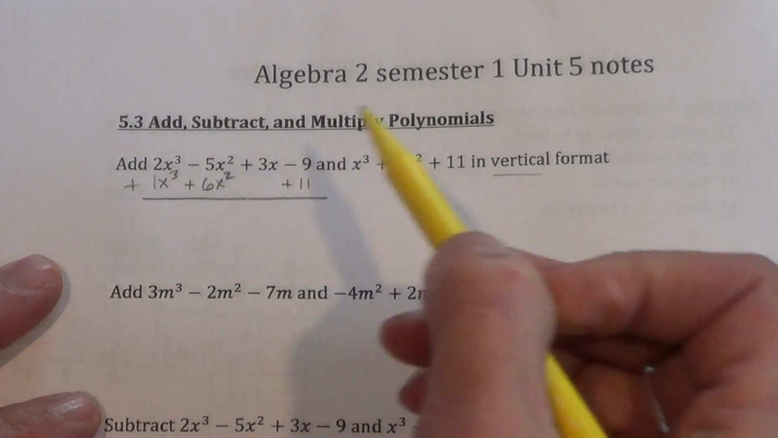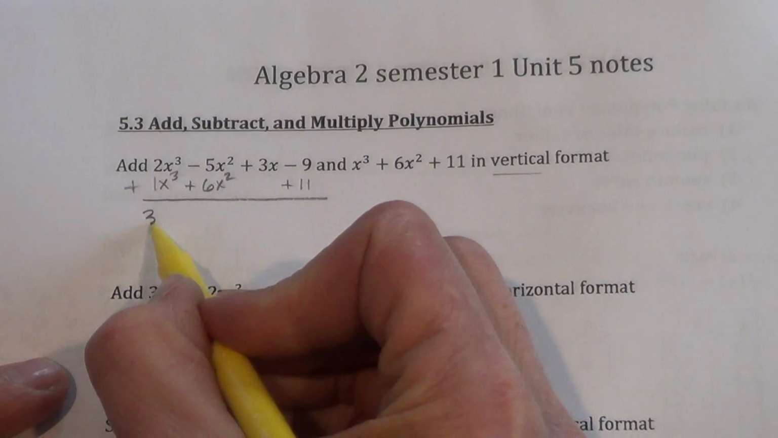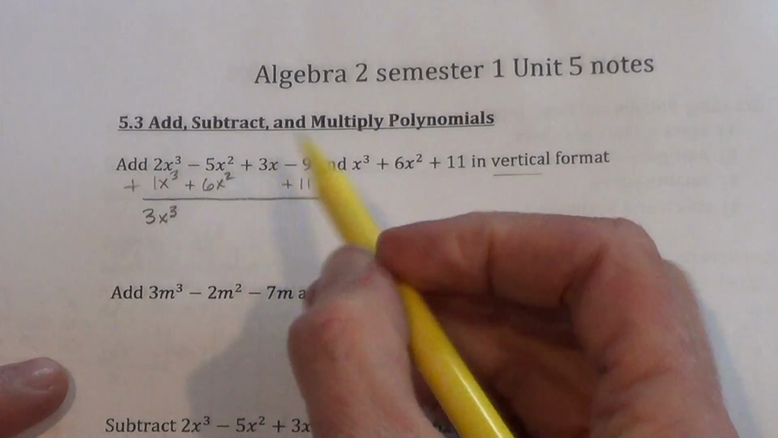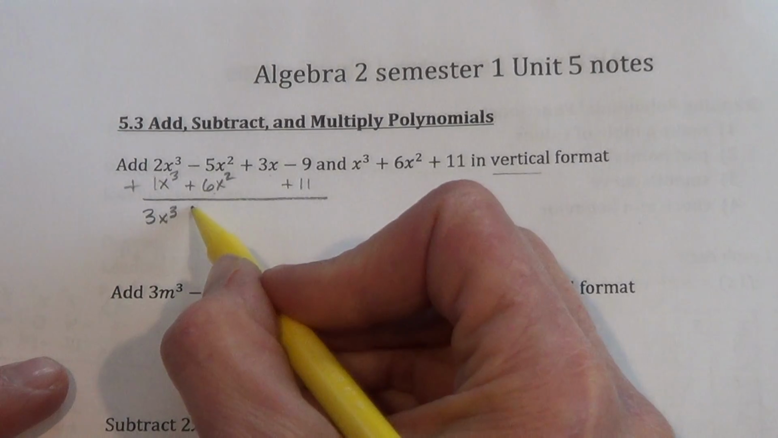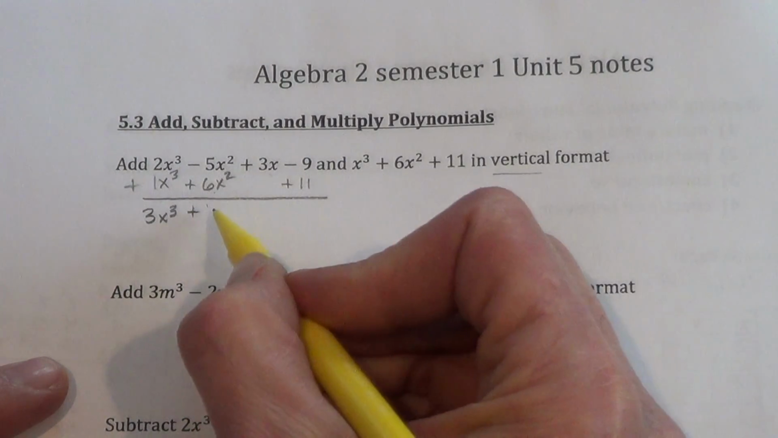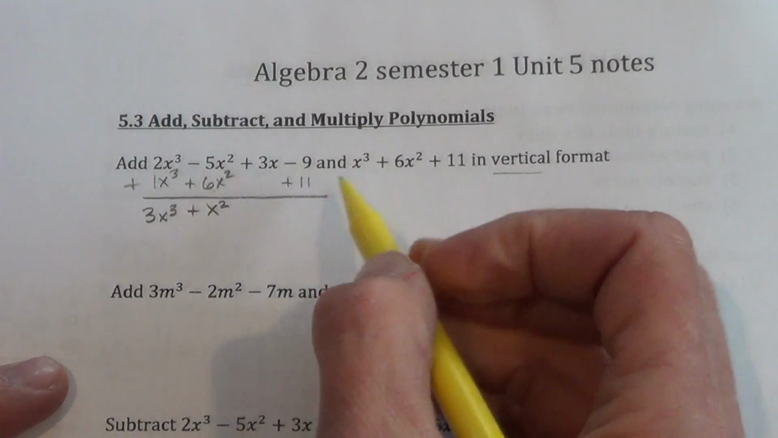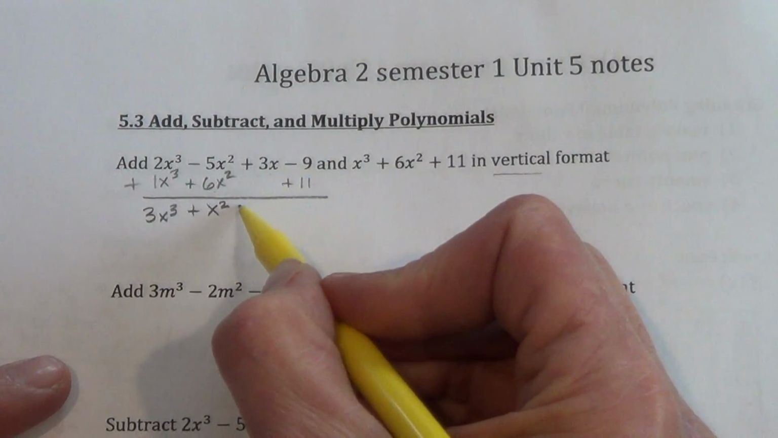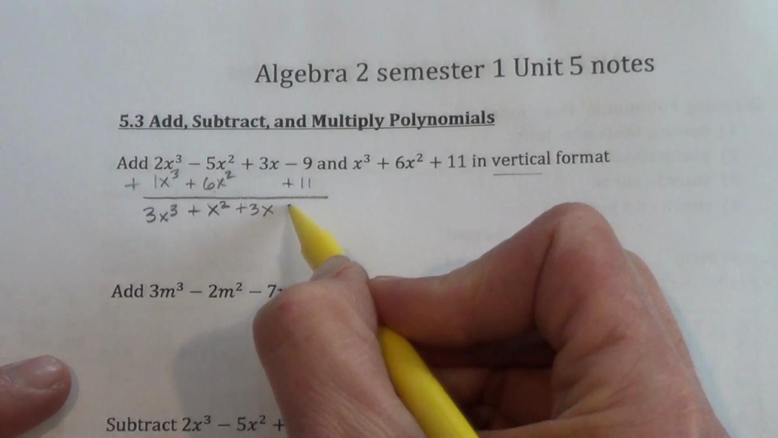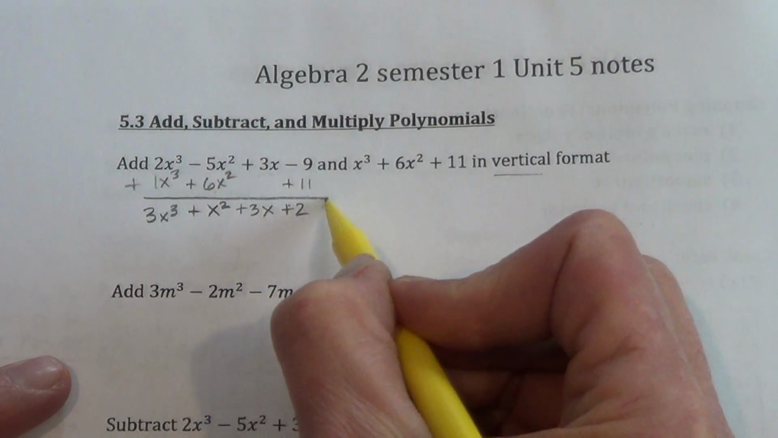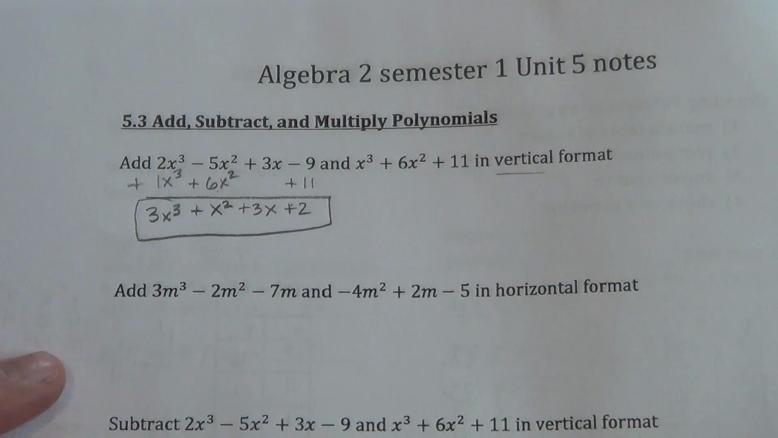Might help to put a 1 in front of that one. 2x cubed plus 1x cubed would be 3x cubed. Positive 6x squared and a negative 5x squared is a positive 1, or you can just put x squared. Positive 3x and nothing will be positive 3x. And a positive 11 and negative 9 is a positive 2. So that's your vertical format on that.